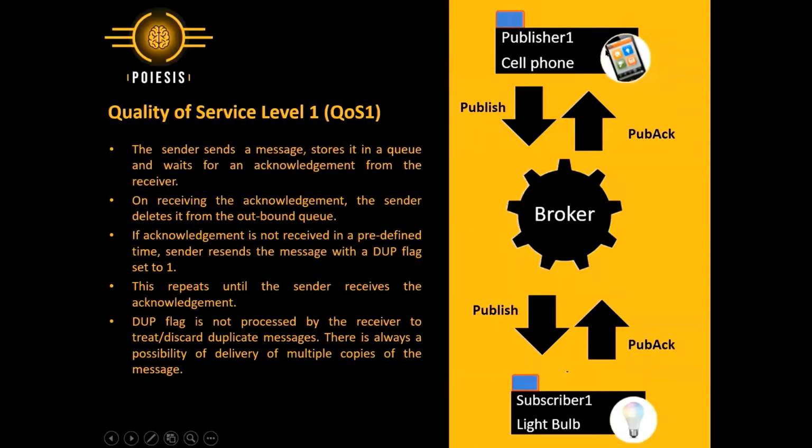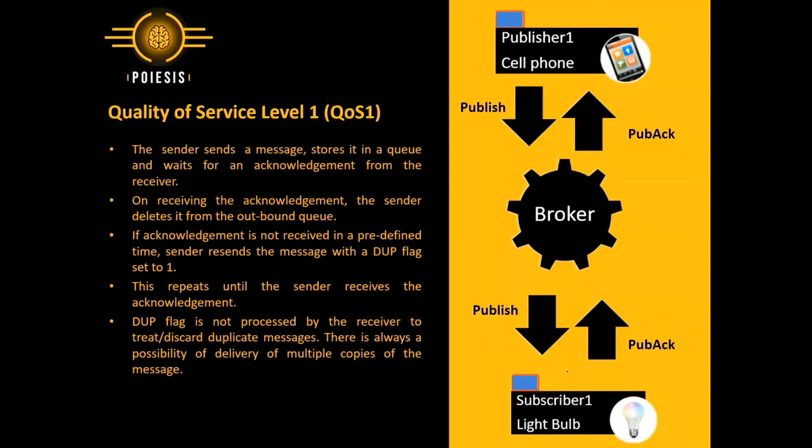Quality of Service level 1, QoS 1, guarantees message delivery at least once. However, there could also be multiple deliveries of the same message. Let's see how it works. The sender sends a message, stores it in a queue, and waits for an acknowledgement from the receiver. On receiving the acknowledgement, the sender deletes the message from the outbound queue.